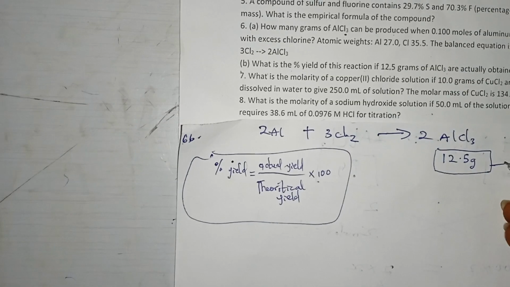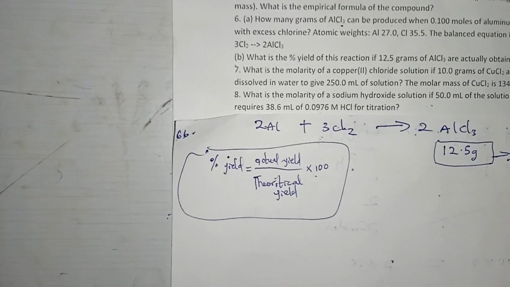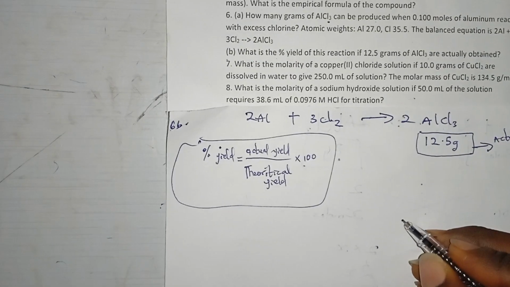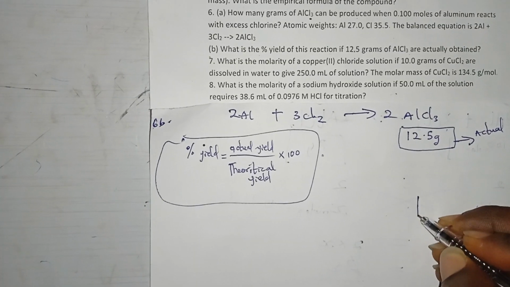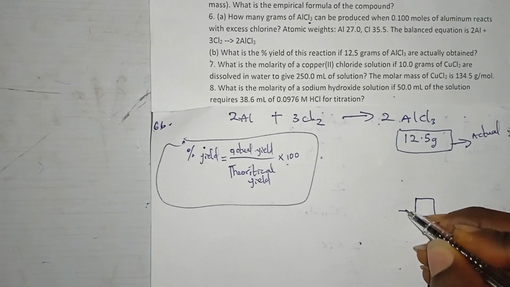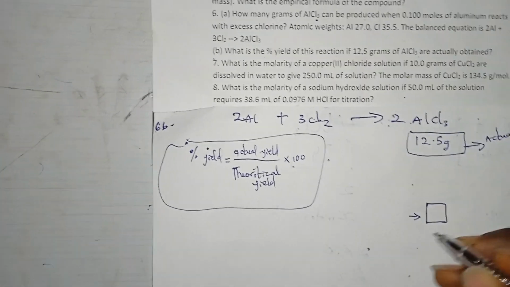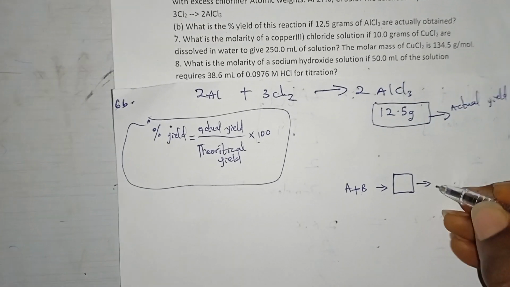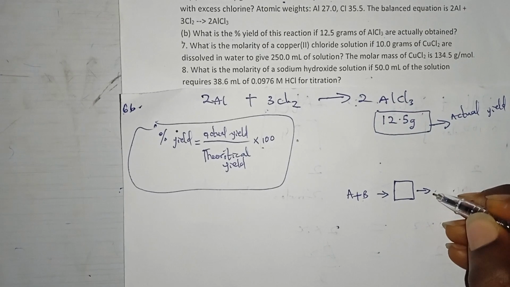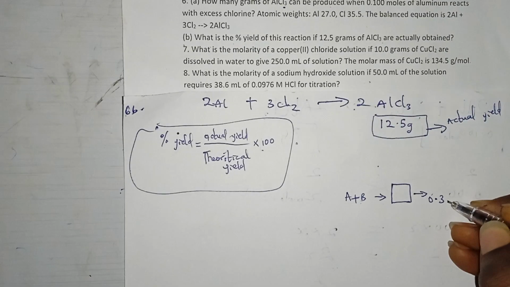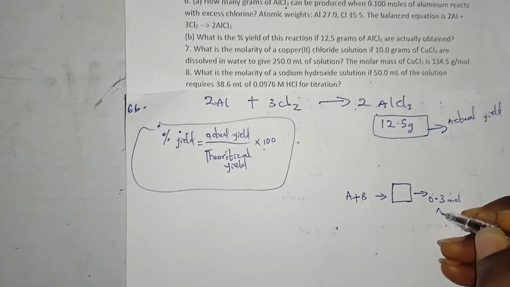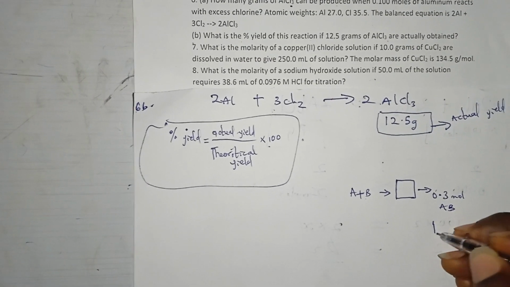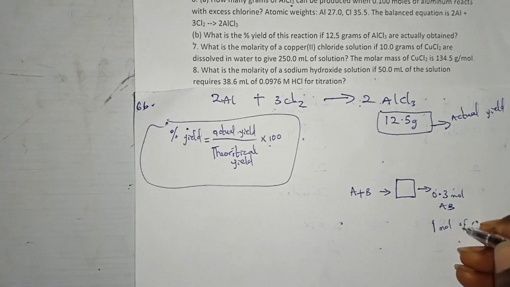So whatever you're given here is called the actual yield. It's called the actual yield in the sense that if I have an experiment going on, let's say this is a machine, and I input my reactants here, and at the end of the day, let's say I have A plus B, and at the end of the day, this machine gives me 0.3 moles of AB, but I was expecting a full 1 mole of AB.